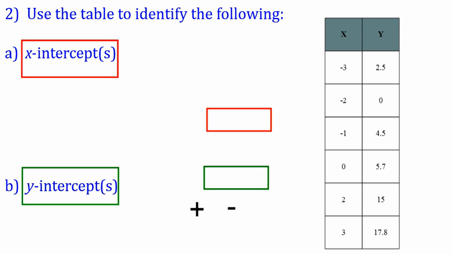Think about the definitions again of your x-intercept and your y-intercept. So when we're looking for an x-intercept, remember the output is 0. That's where it's crossing the x-axis. So the outputs in our table are the y's, and I want to see where there's a 0. And there's 1 here.